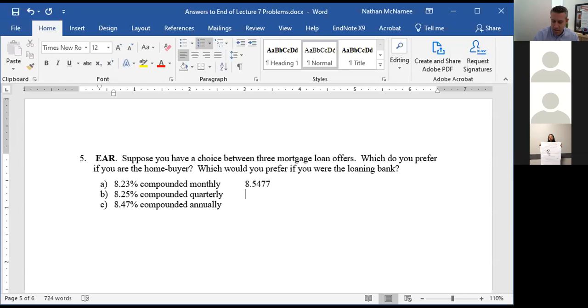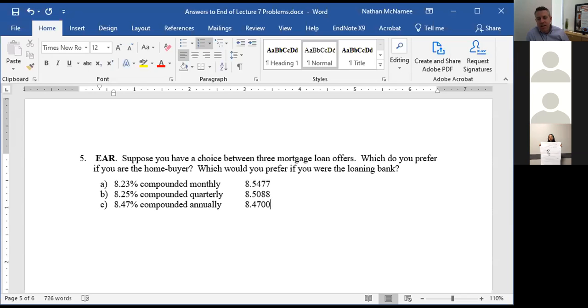So it was 8.5088, right? And then this one is 8.47. Okay, so in this case, if you're the home buyer, which one are you going to prefer? You want to pay the lowest rate possible. So you're going to pick the annual one, compounded annually. Now the nominal rate is higher, obviously, but compounding makes it so that the other ones end up being higher as an effective annual rate.